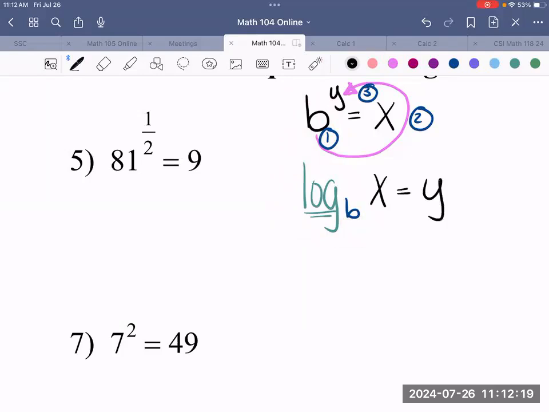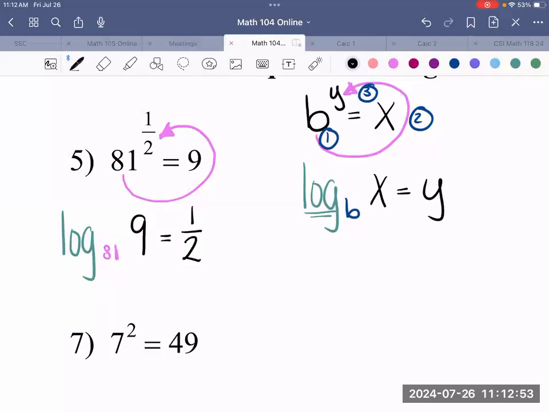So if we were to replicate that on the next expression, we start on your base, locating your base, 81, swooping up and around and landing on 1/2. So again, we have to write log before we get started. Then we match your base, 81. I'm sorry for the little swishing in the back. We have log base 81 of 9 is equal to 1/2. Again, a true expression.